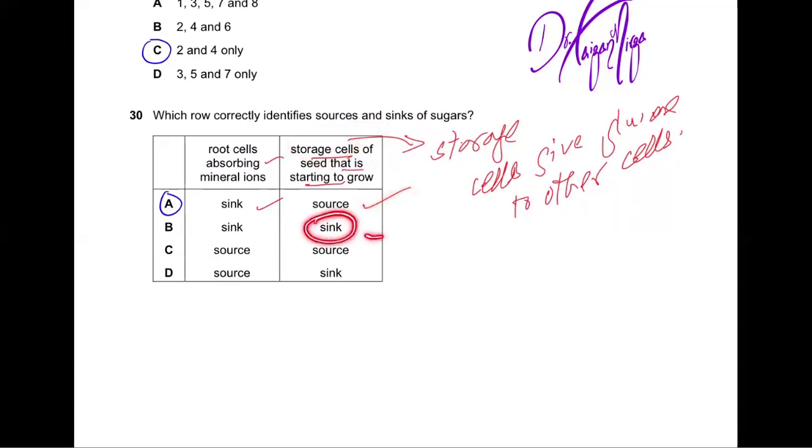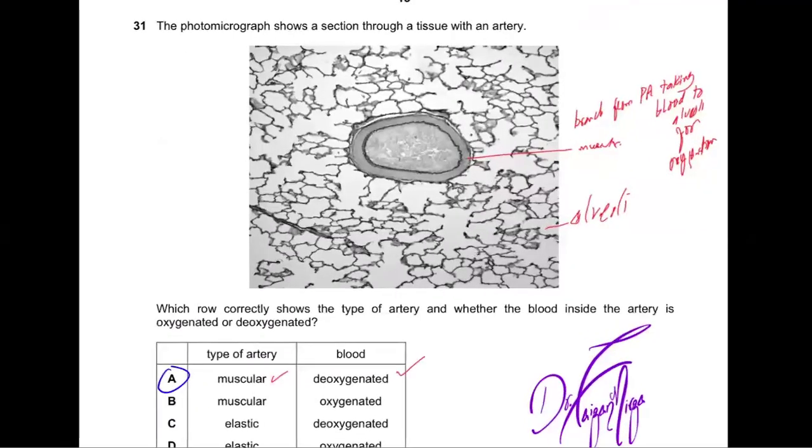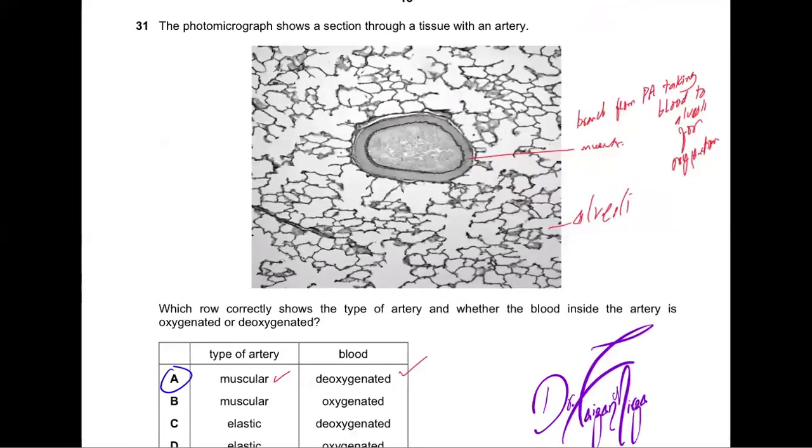A very close option could be sink if you do not read the question correctly. If instead of storage cells, they just gave you seeds that are growing, you would consider the seed to be a sink because it's growing. But no, they have asked you about the storage cells present inside the seed, which are starting to grow.